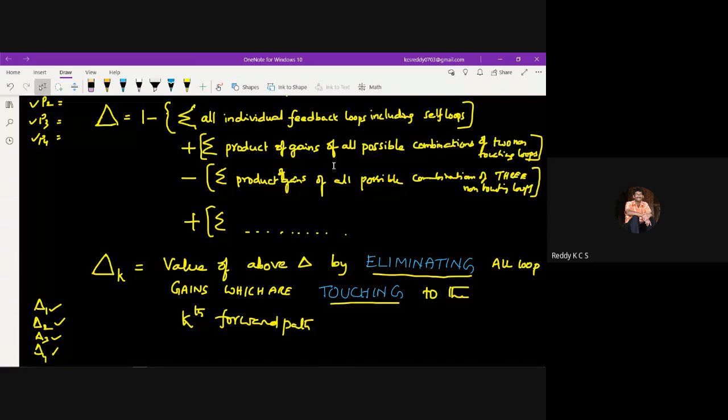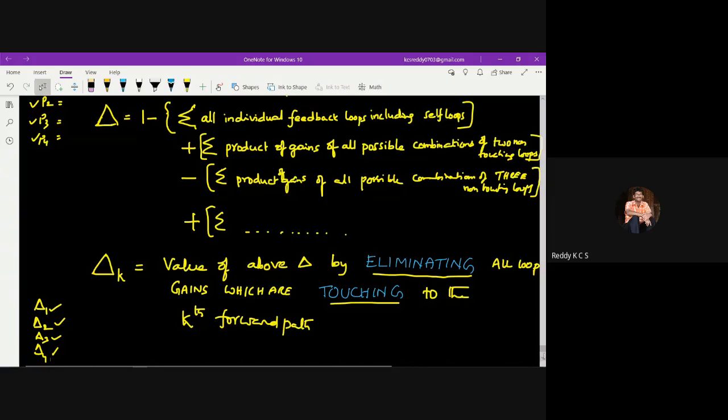This is how we write the del equation. Once you write the del equation, del k can be obtained by eliminating the loop gains which are touching the kth forward path. In the sense, if I want to write del 1, then the loop gains touching the first forward path have to be eliminated. So we'll discuss one simple problem here, so that you can understand better.